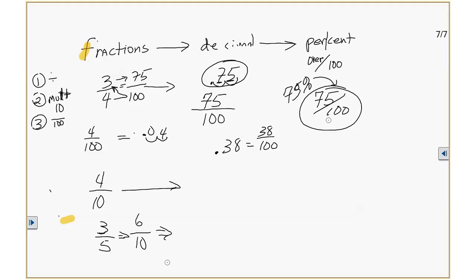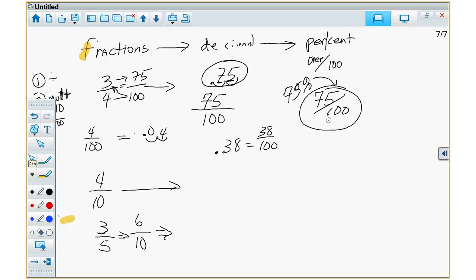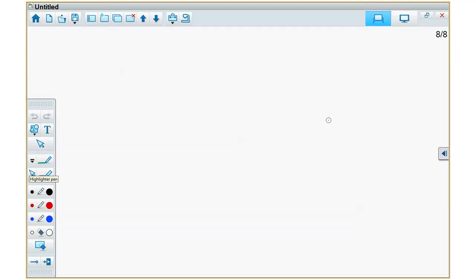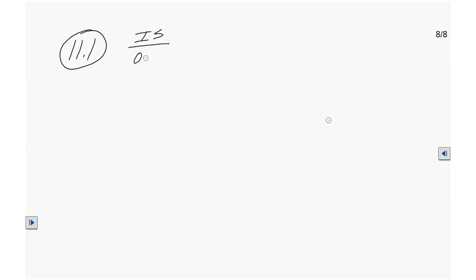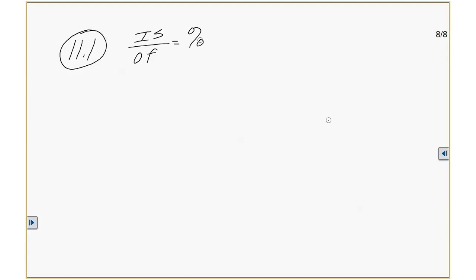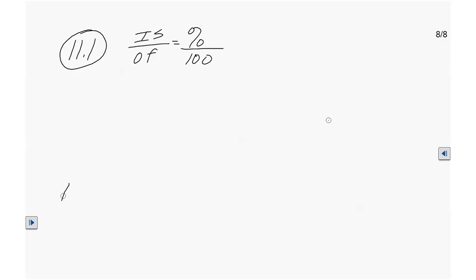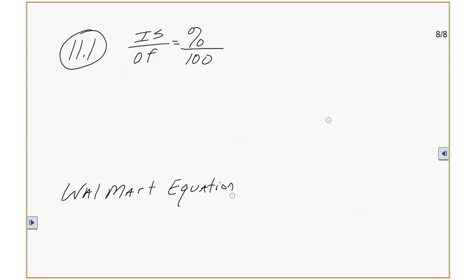If you want to know what you're going to be tested on, it's going to be this. 2 things. On 11.1, you're going to be tested on is, of, percent over 100, and the Walmart equation. Okay?